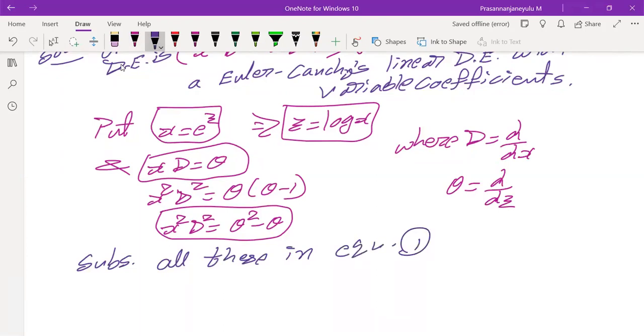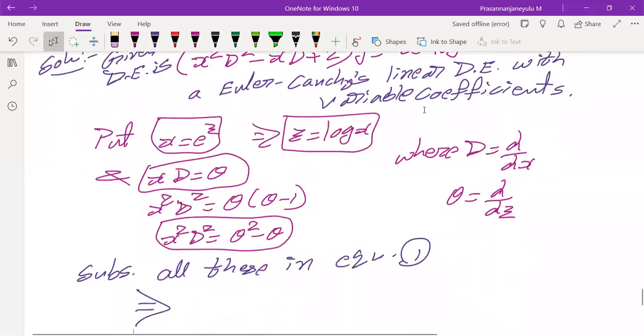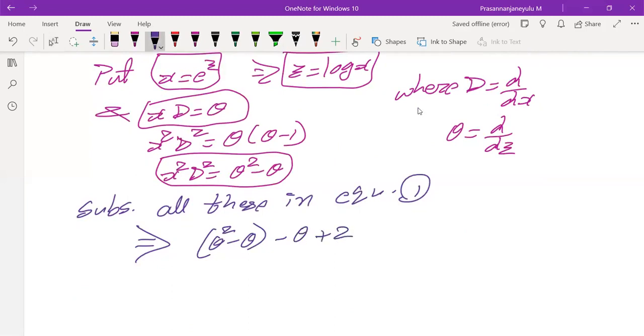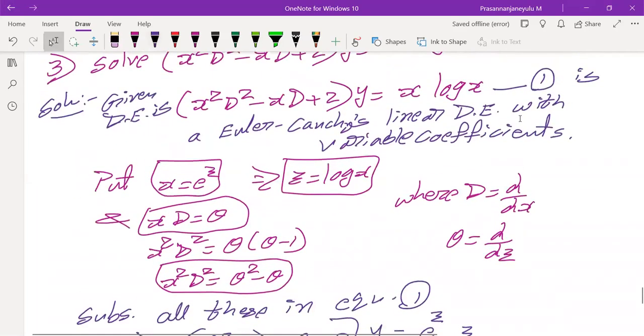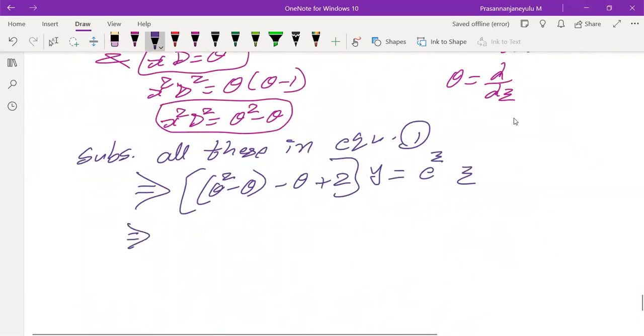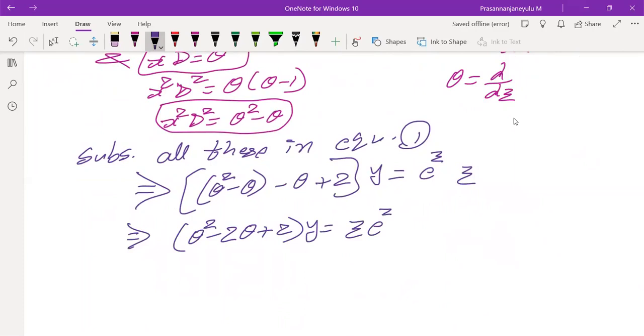In equation 1, what is equation number 1? x²D² − xD + 2y equals x log x. x²D² is nothing but θ² − θ, minus xD, which is θ, plus 2y, equals the right-hand side x log x. What is x? e^z. What is log x? z. So once again checking, x²D² − xD + 2y equals x log x. Now simplifying this, we get (θ² − 2θ + 2)y equals z e^z. I am writing it like this.